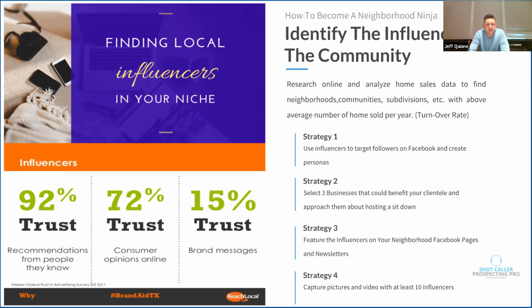The second strategy would be to select 3 businesses in that process that could benefit your clientele, and approach those businesses and business owners about hosting a sit down potentially, so that you can introduce them to your client base where there's some alignment, and hopefully vice versa, you can be introduced to their client base or the people that follow them. Again, you've identified them as an influencer, so they should have a decent audience.